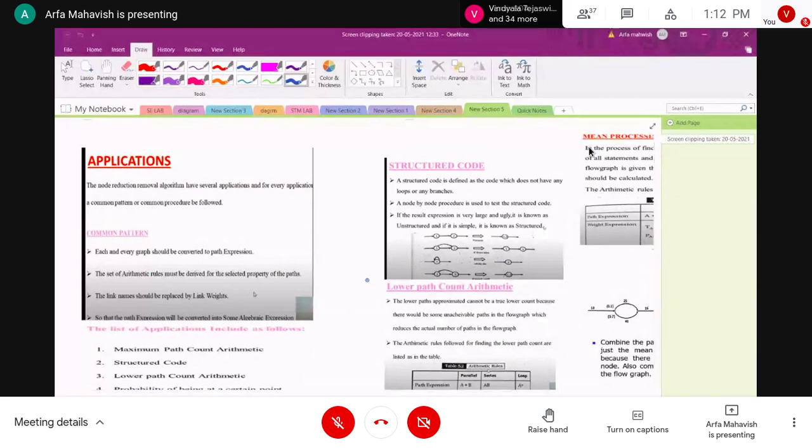Next, a set of arithmetic rules must be derived from the selected properties of the path. Next, the link name should be replaced with the link weight, so that the path expression will be converted into an algebraic expression. So we have the list of applications.